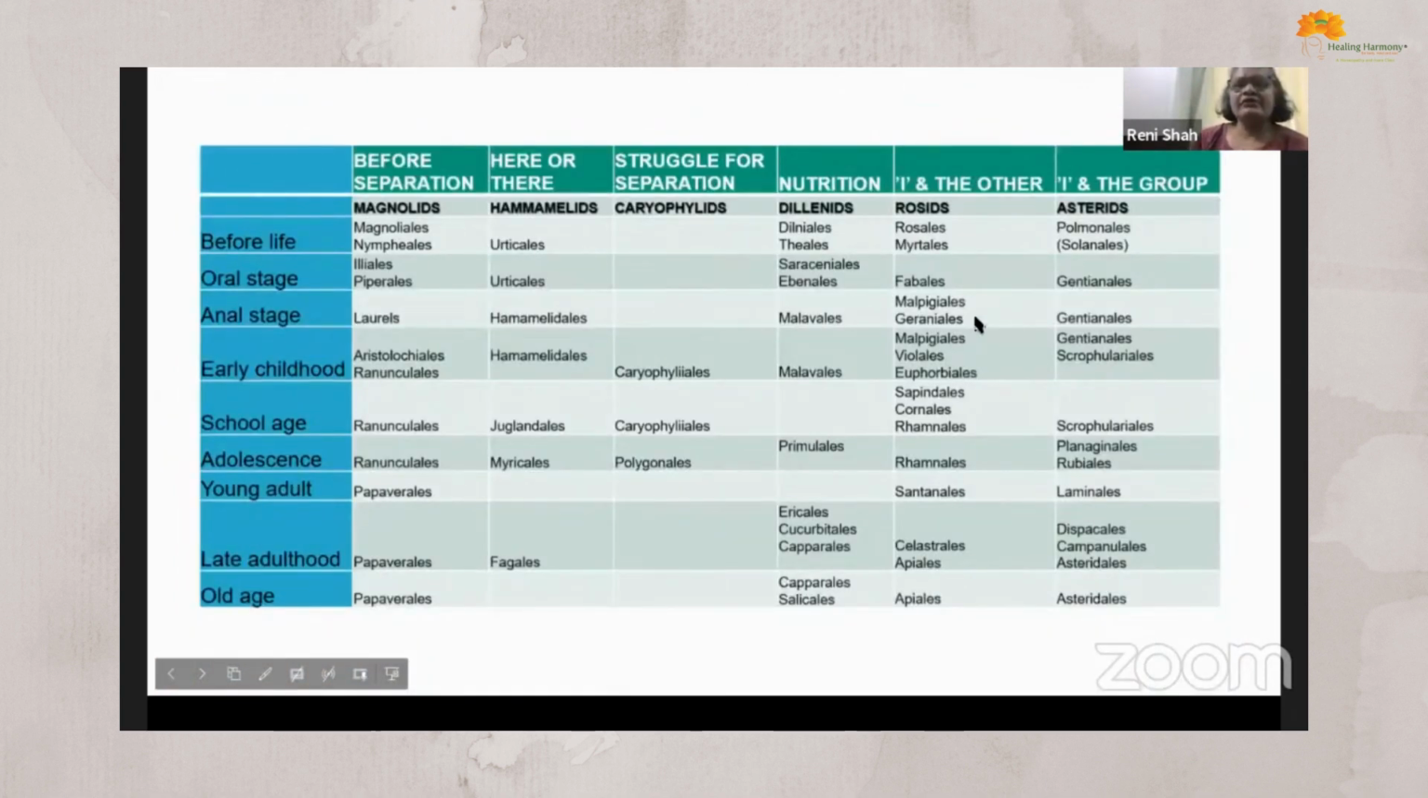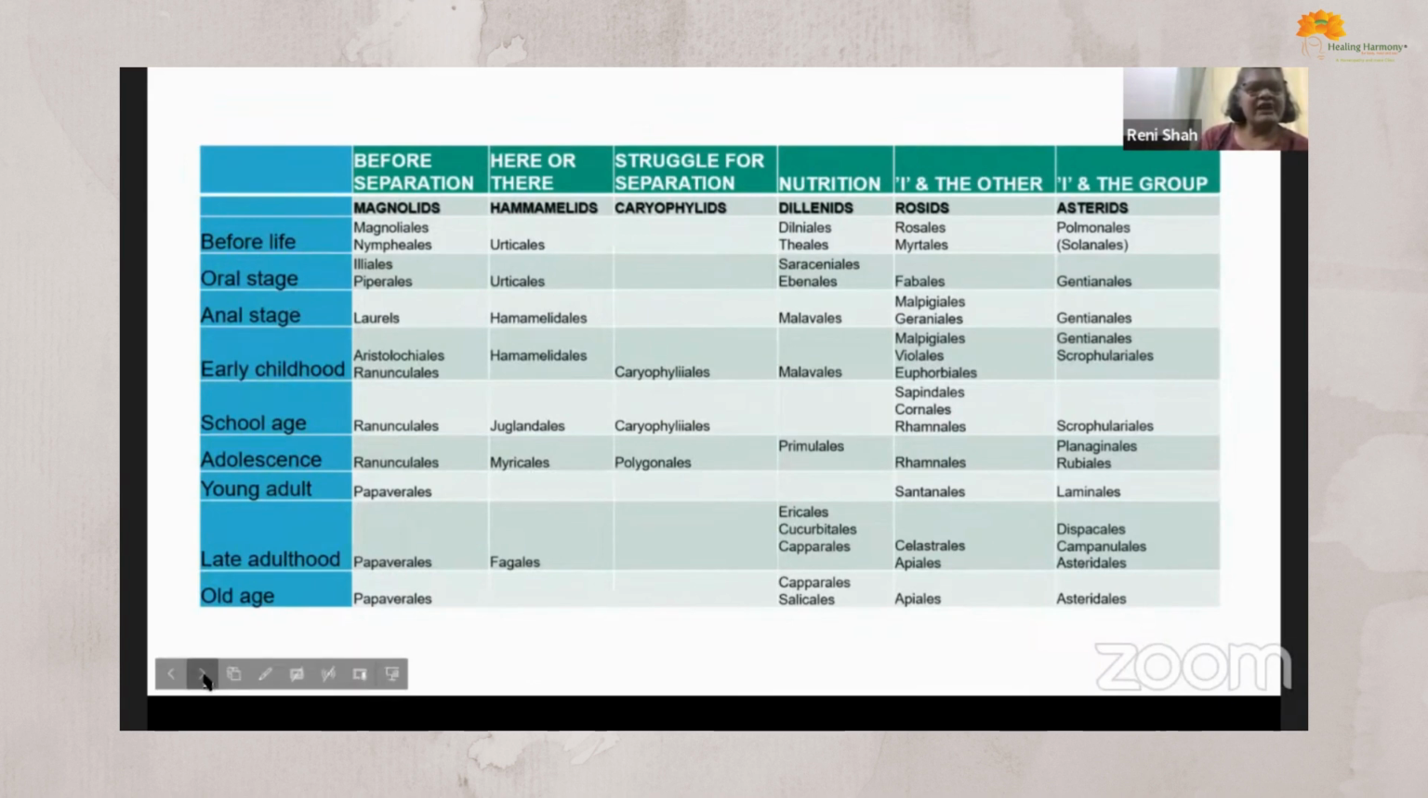Row 5, the remedy which we are going to talk about today, is from Rosidae, I and other. But it falls into the womb stage, the before life, Rosales. Prunus spinosa is one of the Rosales from the rose family. And subclass 6 is I and the growth. You all know these are the 9 stages of Erik Erikson's.